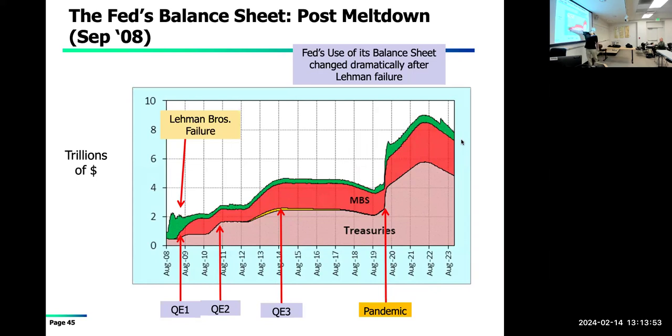And this big green part here includes AIG and the bailout of AIG. And the rest of it is just a lot of instruments to ensure liquidity continues. And it doesn't really represent what really matters, which is their holdings of treasuries and their holdings of mortgage-backed securities. If you look at it, you'll see they created several different shelves to provide liquidity in different sectors of the market. It wasn't just commercial paper.